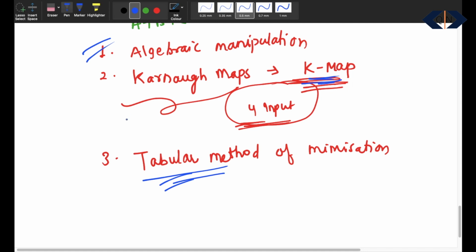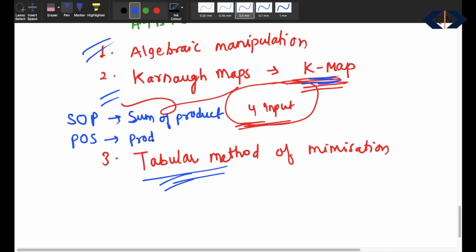Before starting K-map, I will also be telling you about SOP and POS. What is SOP? SOP is sum of products, and POS is product of sums. We can apply K-map only when we have either of these. I will let you know how we convert expressions into sum of products or product of sums accordingly. We will see all this in the next video.